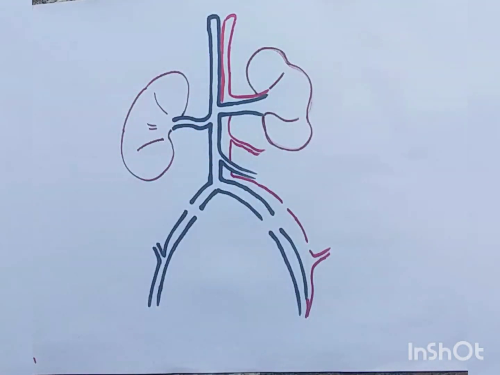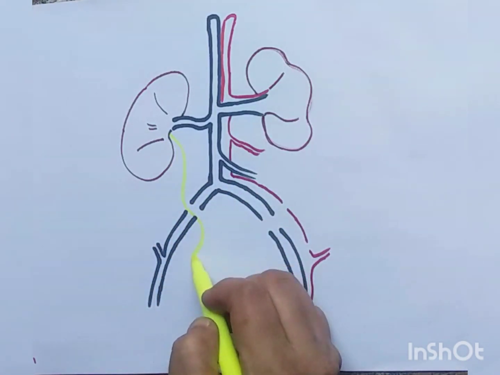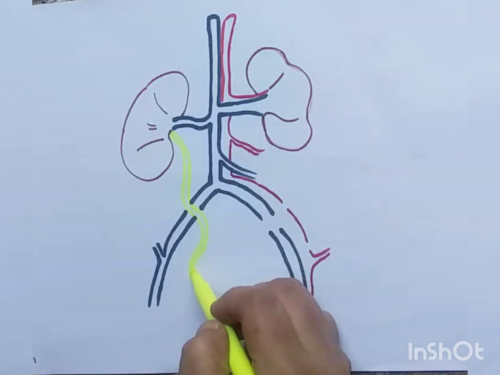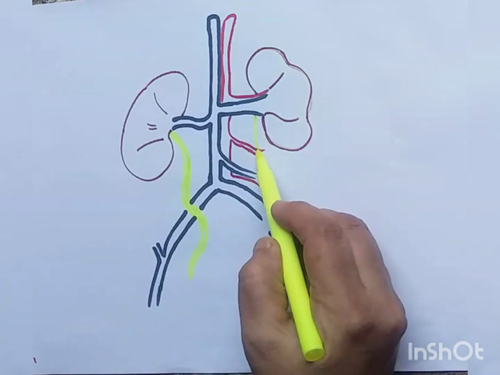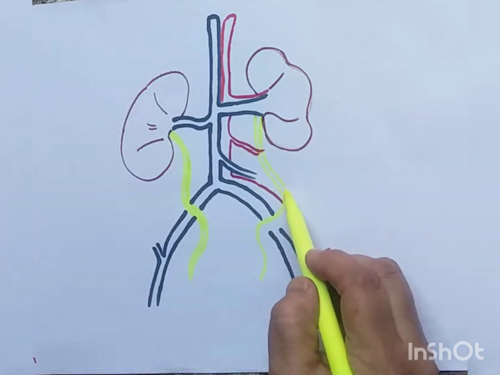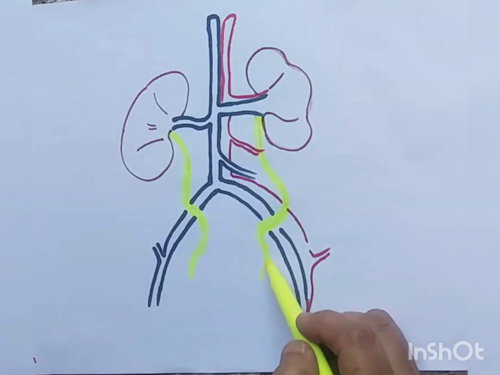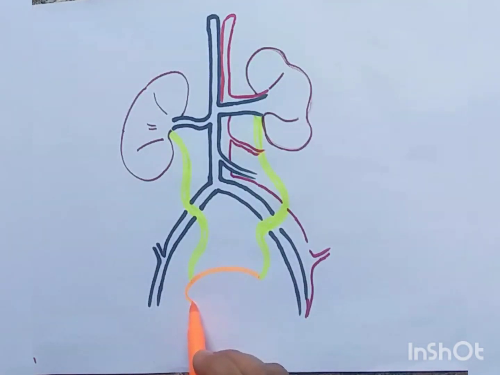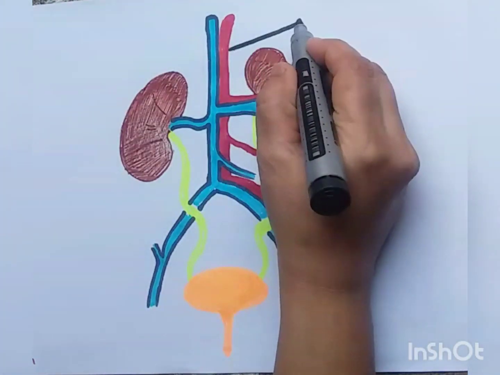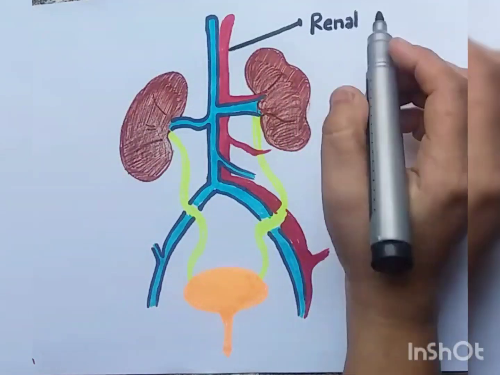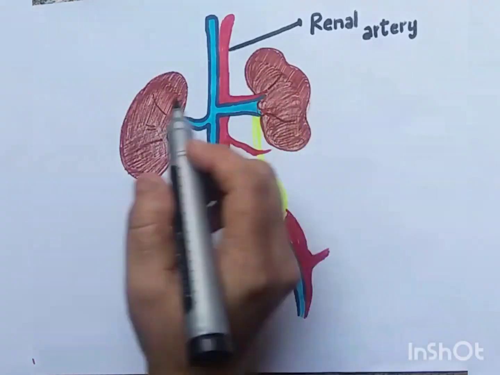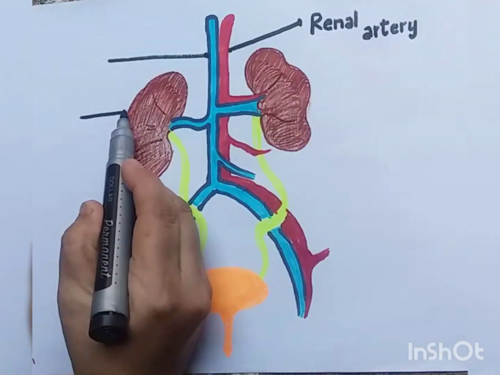The outer surface of kidney is convex while the inner surface is concave. The following structures are attached with kidneys: a tube which arises from each kidney and enters the urinary bladder is called ureter. It transports urine from kidneys to urinary bladder.